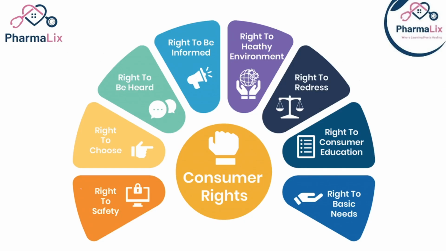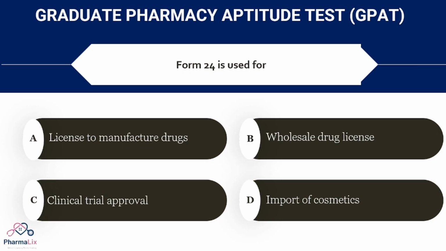So consumer rights talk about the right to safety, right to choose, right to be heard, right to be informed, right to healthy environment, right to redress, right to consumer education, and right to basic needs. Okay, let's go to another question, that is Form 24 is used for. There are various form numbers which are important and which need to be remembered for the NIPER and GPAT exams. So here we have the question of Form 24, which has already been asked in the GPAT 2018 exam.